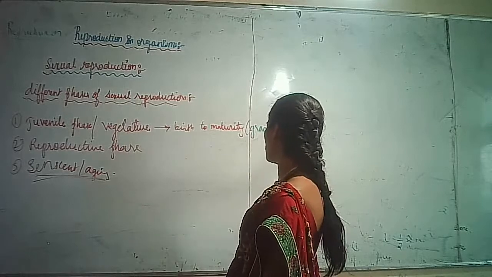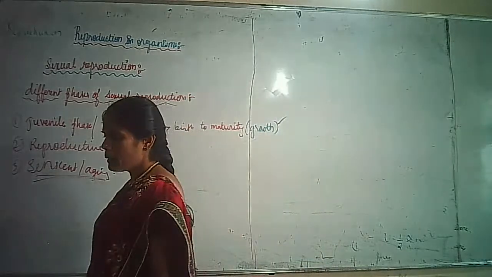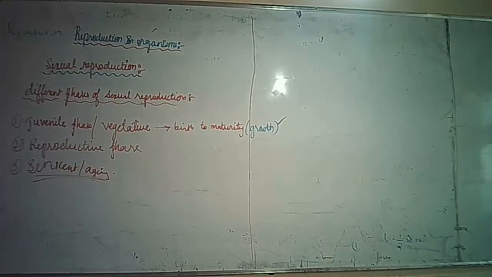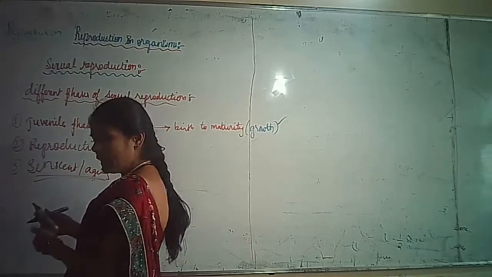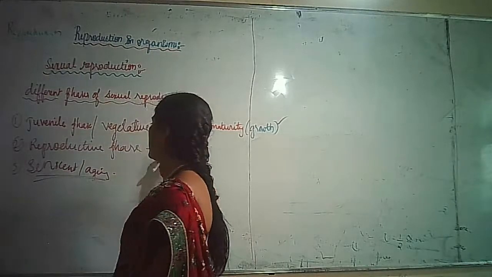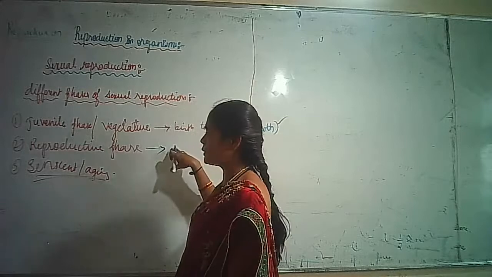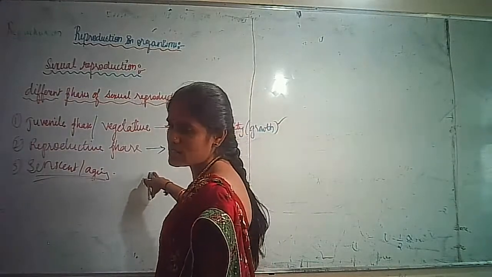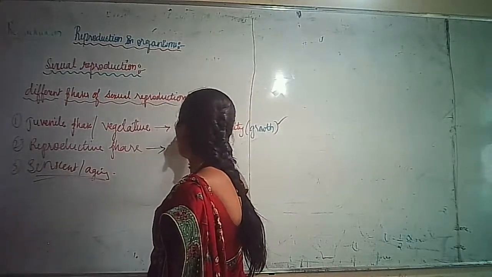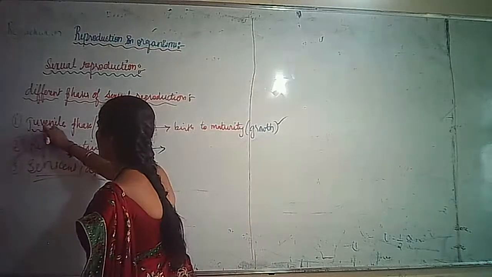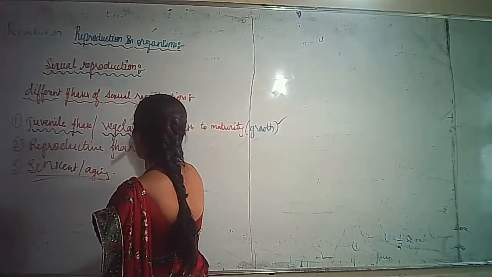In the animals, it is said to be juvenile phase. In the plants, it is said to be vegetative phase. The phase variation: the end of the juvenile will indicate the beginning of the reproduction, and the end of the phase indicates the beginning of the season. So let us understand one by one how it is taking place. The juvenile phase of the animals and vegetative phase in the plants will be varying.